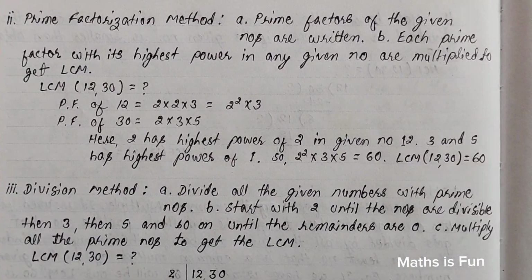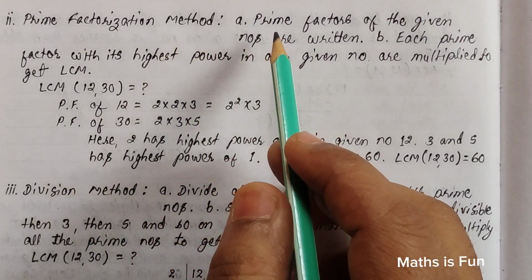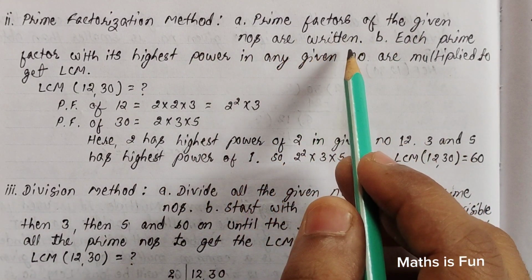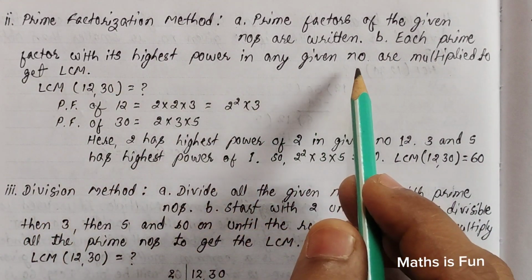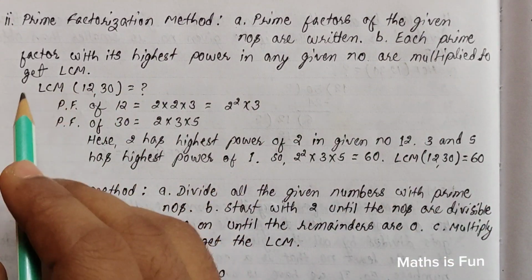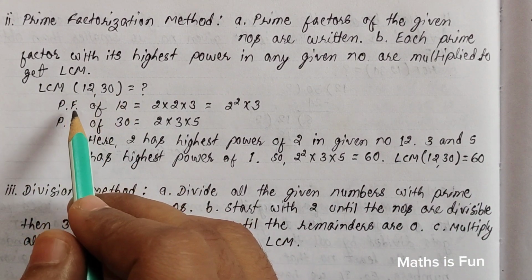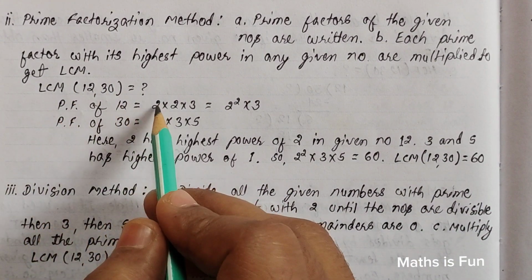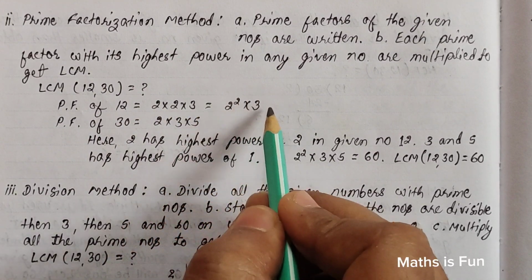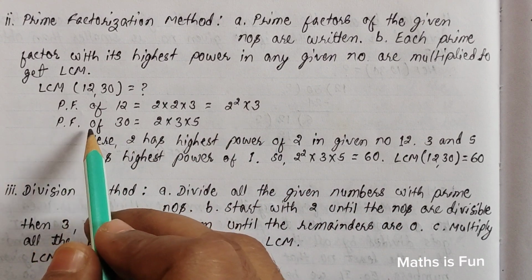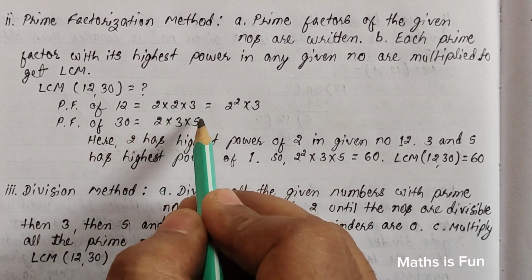Our second method to find out LCM is the prime factorization method. In this, prime factors of the given numbers are written, then each prime factor with its highest power in any of the given numbers is taken and multiplied to get the LCM. So let's find out the LCM of again 12 and 30. We'll write the prime factors of 12, that is 2 into 2 into 3, that is 2 to the power 2 into 3. And we'll find out the prime factors of 30. So the prime factors of 30 are 2 into 3 into 5.